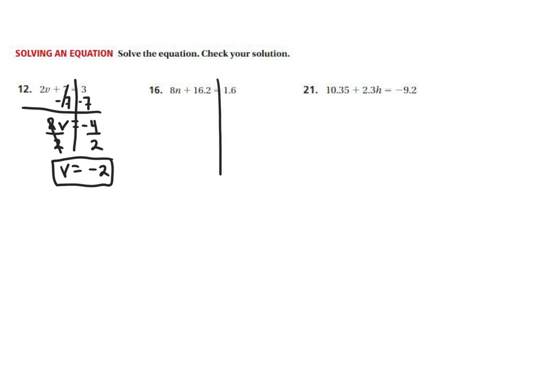For number 16, we'll take away 16.2 from both sides. That leaves us with 8n. And 1.6 minus 16.2, we know is going to be negative because negative 16.2 is bigger. So what we need to do is then just find the difference between 16.2 and 1.6. Bring our decimal point down. And we get 14.6. So negative 14.6.